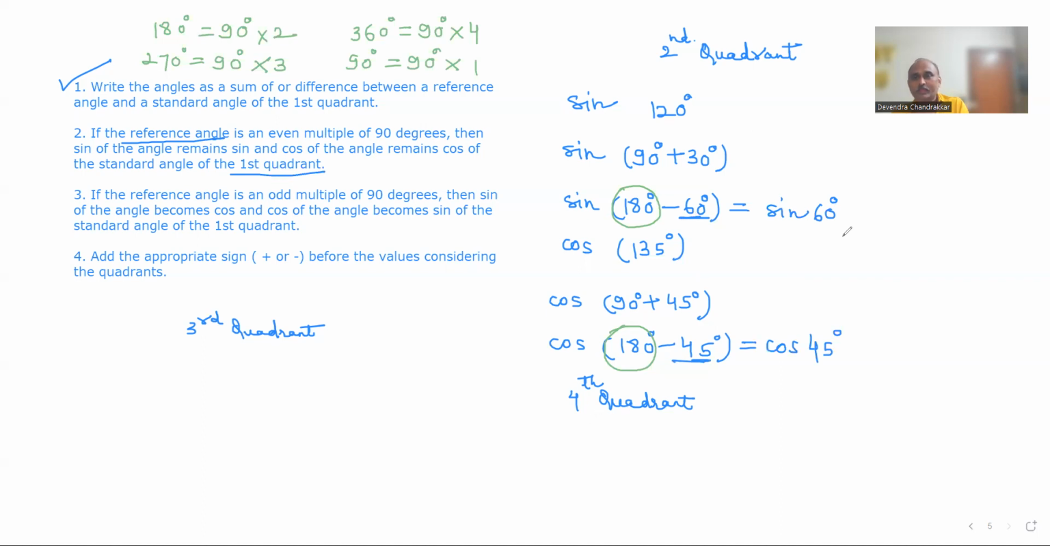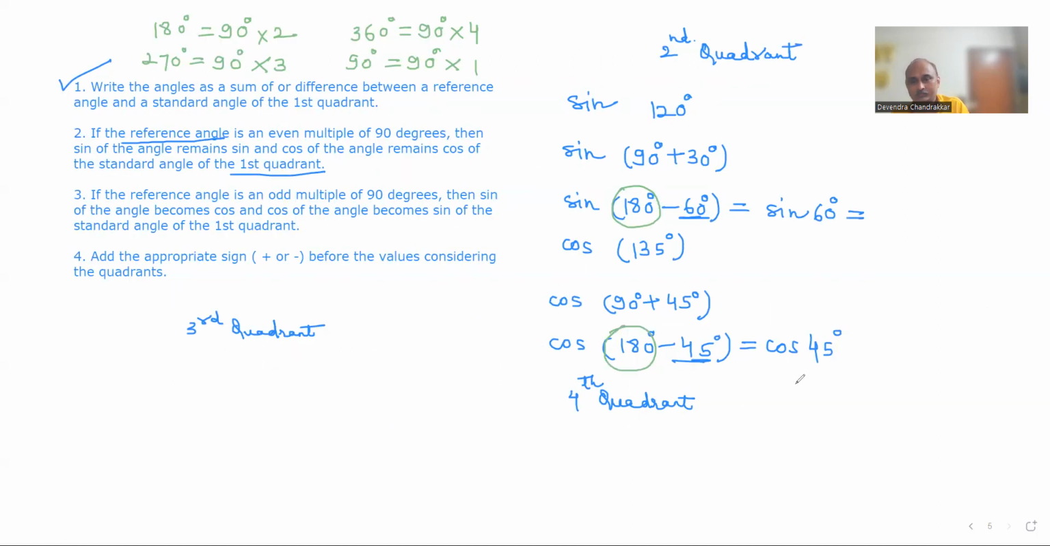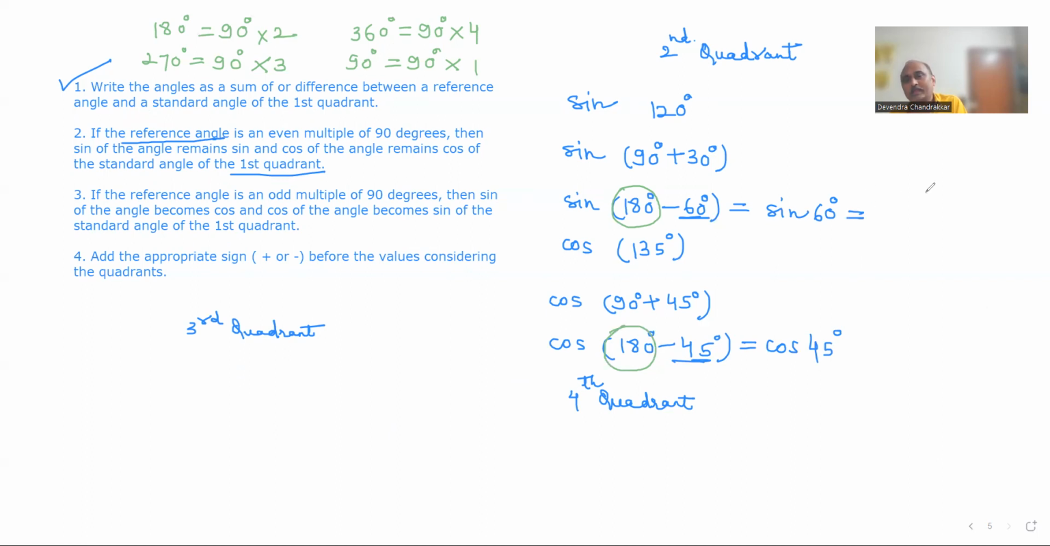Clear all of you? Yes, sir. Now what is sine 60? Go back to the table. Let's check. What is sine 60? It's root 3 by 2. What is cos 60? Sorry, cos 30. Root 3 by 2. Right? So here it is 45. So what is cos 45? It's 1 by root 2. Right? So we'll put sine 60 as root 3 by 2 as we checked it from the table, and this is 1 by root 2. Now, done with this part, all of you?